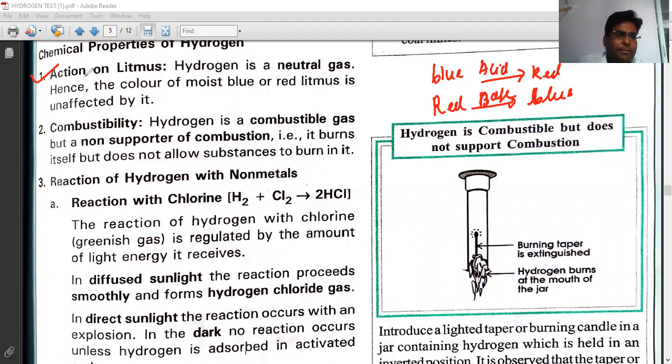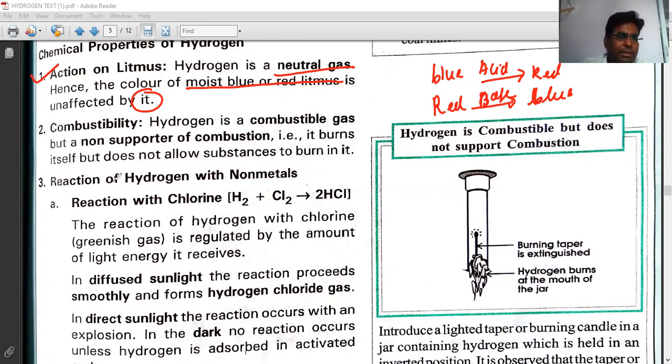So look at the properties of hydrogen. Hydrogen is a neutral gas, so there will be no effect on the litmus paper. The color of blue or red litmus is unaffected by it. So it doesn't change the color of the litmus paper. So this is the first chemical property of hydrogen.